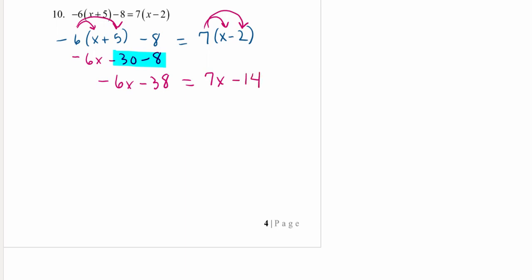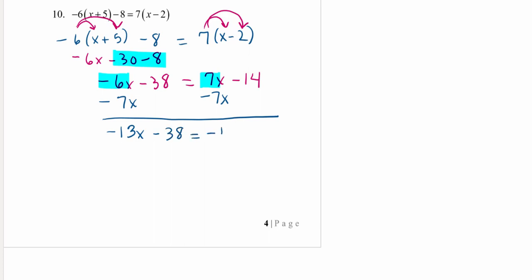Now we're going to, as you know, get these x terms on the same side of the equation, and we're going to do that by subtracting 7x from both sides so that I can move it to the left. Only because I like moving things to the left, although you could move to the right. You know that, right? That these are equivalent. But I'm going to go ahead and just leave it be -13x over here.